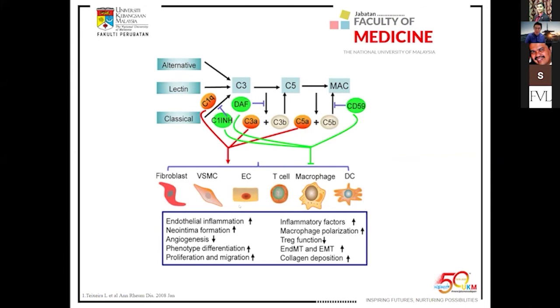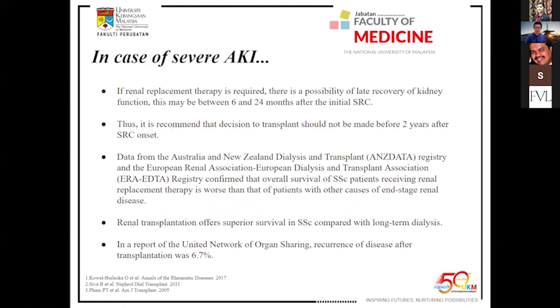So when you use eculizumab, the C5 inhibitor, we are actually blocking the pathways here. So you are trying to inhibit all of the endothelial inflammation in the hope that it can reduce the inflammation. So in case of a severe AKI, if you have oliguric AKI, you can refer us to do dialysis.